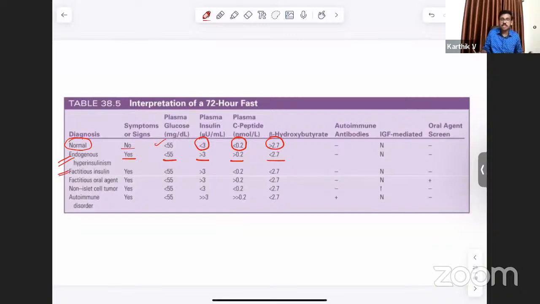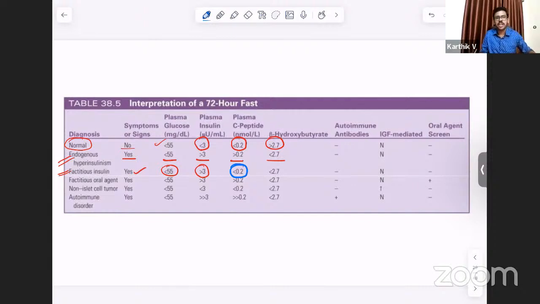What happens with factitious insulin? The patient is taking insulin by himself or herself. Then the patient would develop hypoglycemia. Glucose levels will be low. Insulin levels will be high because the exogenous insulin that we are administering and the endogenous insulin have the same antigenicity, so it will be picked up by the immunoassay, both exogenous and endogenous. But look at the C-peptide level, very, very important. C-peptide level will be suppressed. So in a patient with insulin-dependent hypoglycemia as evidenced by high insulin levels but suppressed C-peptide, you think of the possibility of exogenous insulin administration.